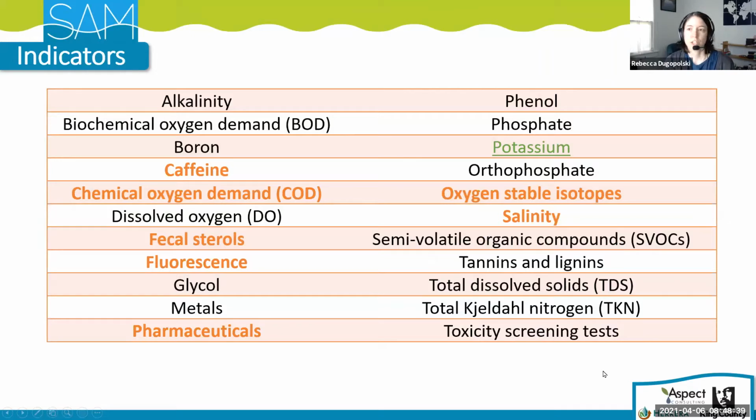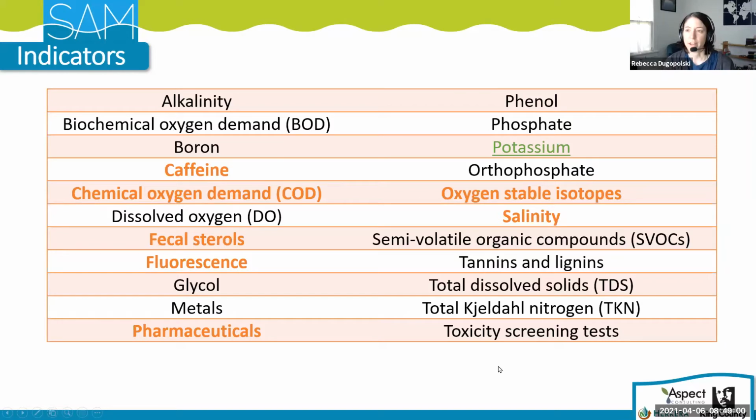And this is just a screenshot of the other indicators. As I mentioned, we added quite a few indicators here. Those are the ones listed in bold orange. So we added caffeine, chemical oxygen demand, fecal sterols, fluorescence, pharmaceuticals, oxygen stable isotopes, and salinity. And we also added potassium to this table, though as I noted, that content can be found in the appendix.